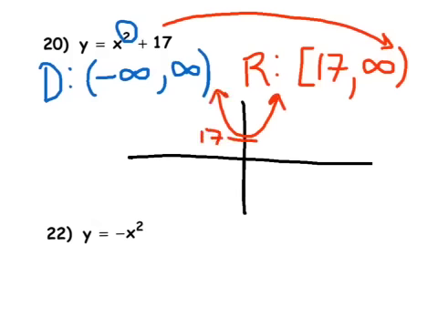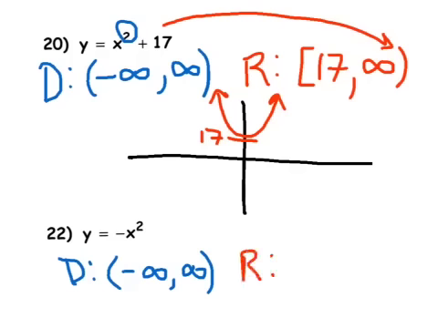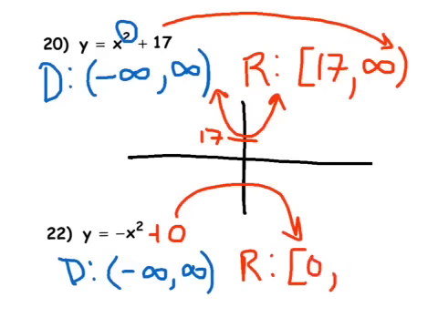Okay, why don't we try number 22 and then we can move on. Domain for every quadratic is negative infinity to infinity. And for your range, you take the k value, the number that's after the squared, in this case plus 0, and your range is going to start there and then go up to infinity. Okay, so there's number 22 taken care of. If you don't see a number outside of the squared portion, then you're going to assume that number is 0.